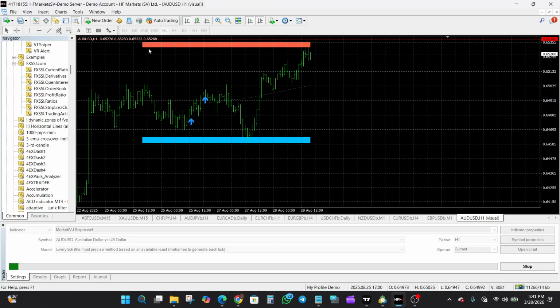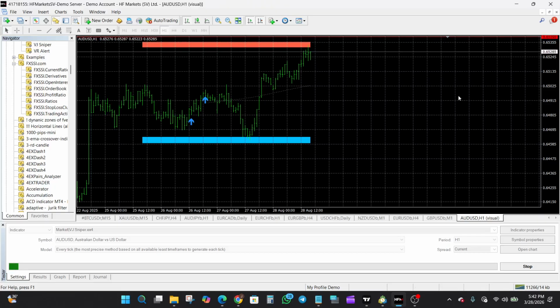And then when you have this red zone appearing above your candlesticks, of course, it's telling you that that is a potential resistance zone or supply zone. Pretty straightforward indicator, which would be better to use in a trending market, of course, right?